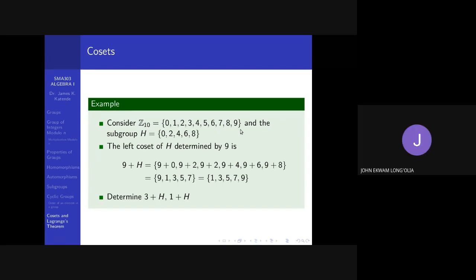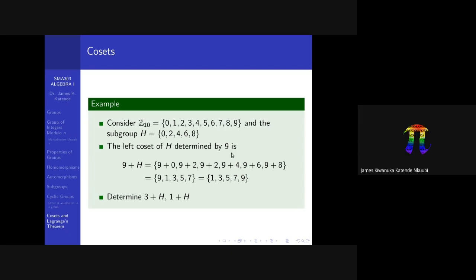The left coset of H determined by 9 is 9 plus H. My question is, for us to compute 9 plus H, are we supposed to take any number which is in H? If you want to determine the left coset of H determined by 9, you take 9. If you want the left coset of H determined by 8, you take 8. Okay?